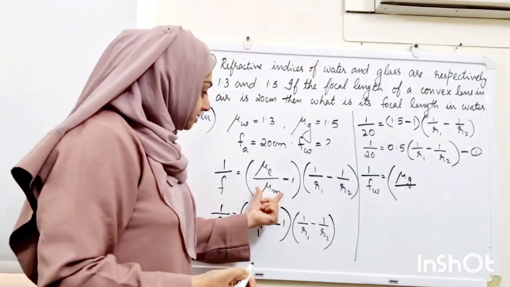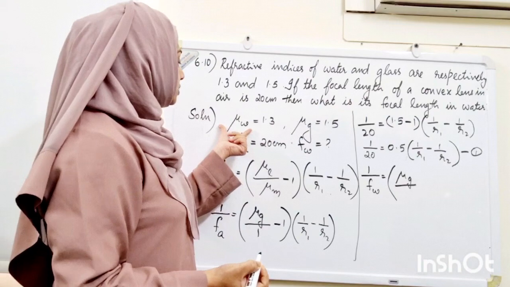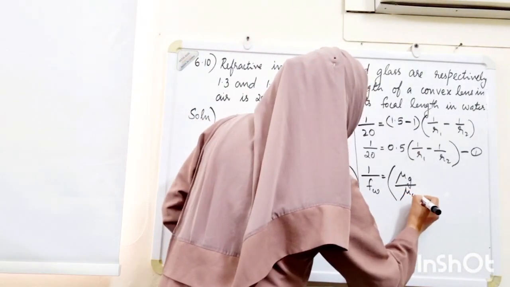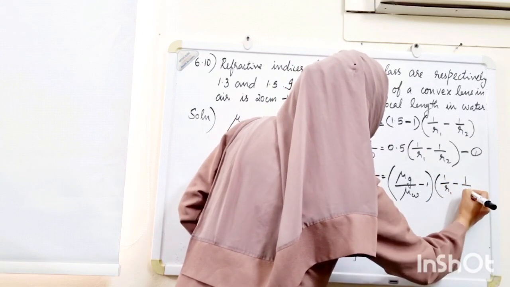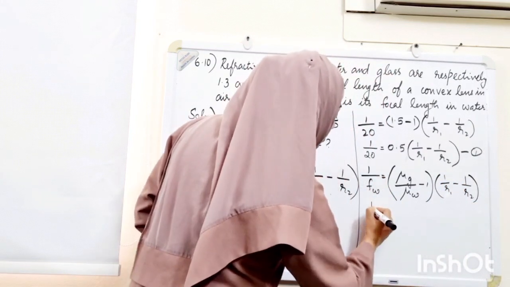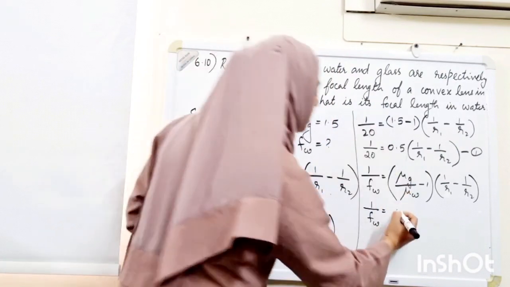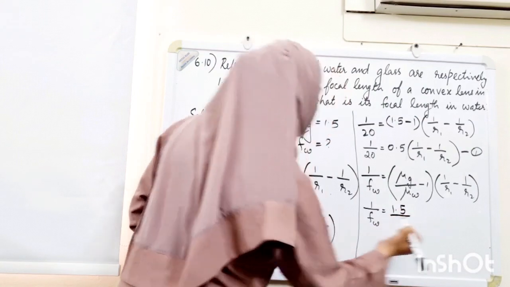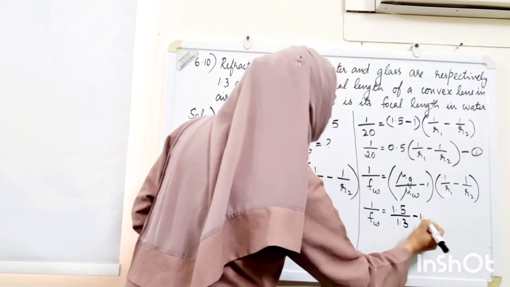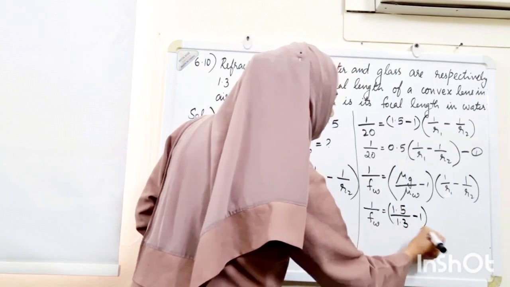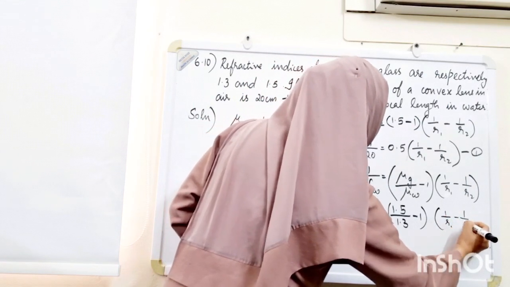divided by, here the medium is water. So I have to use the refractive index of water, which is mu W. So mu W minus 1 times 1 by R1 minus 1 by R2. So here 1 by FW is equal to refractive index of glass, 1.5, divided by refractive index of water, 1.3, minus 1, into 1 by R1 minus 1 by R2.